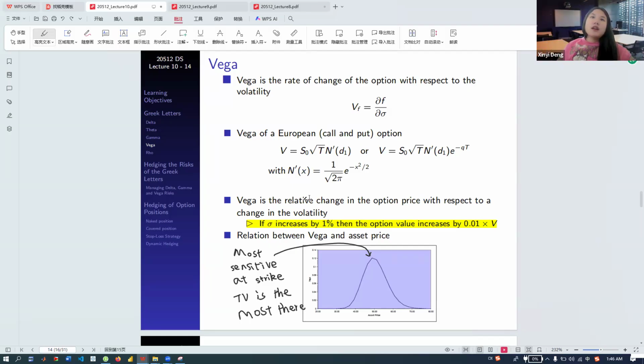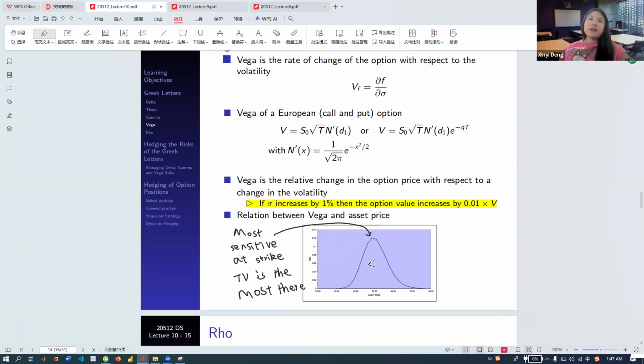So for Vega, its implication is that if sigma increases by 1%, if the standard deviation increases by 1%, then the option value increases by 0.01 times V, where V stands for Vega. Also in this figure below, I'm showing you a relation between Vega and the underlying price. So again, Vega is actually most sensitive at the strike.